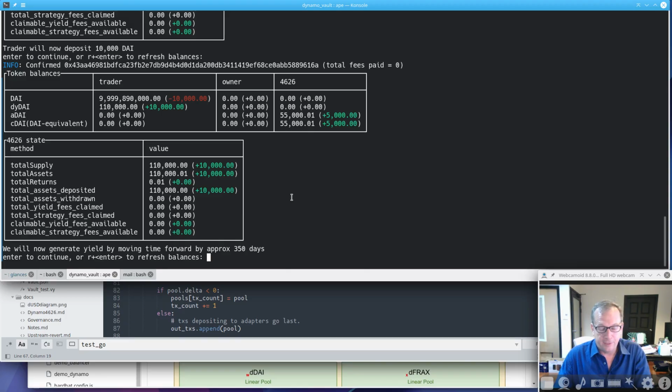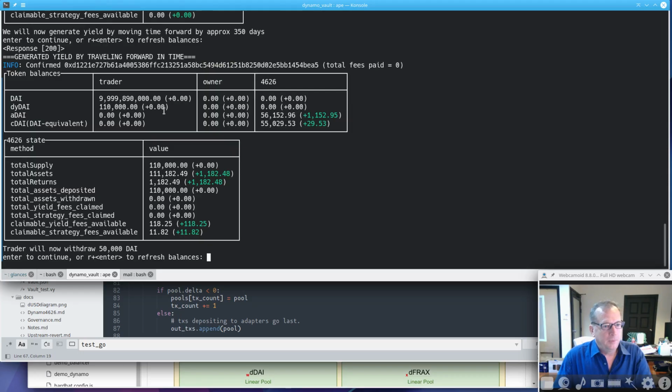Now we're going to try to generate some interest. We're just going to move forward 350 days. It's going to be a small amount of money because obviously we're not causing any transactions to occur on the Aave contracts or the Compound contracts. So this is just natural interest that would appear. So boom, 350 days later, the interest is $1,152.95 DAI, and Compound gave us 29.53. So Compound is not generating as much interest as Aave in this case. And so our assets have increased. Our total returns in the contract are now 1,182.49.